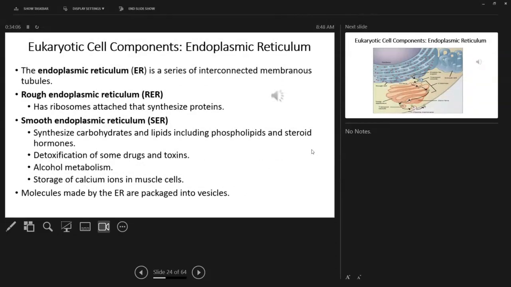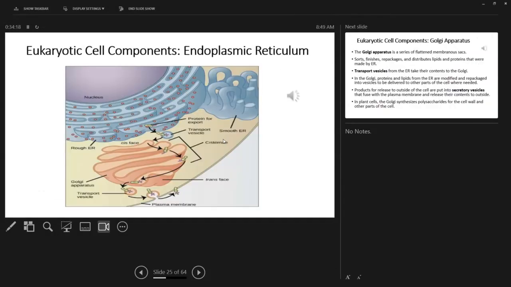The endoplasmic reticulum, just call it the ER for short. So it says interconnected membranous tubules. So here's what it looks like again. This is all membrane material, and it's in the form of these flattened tubes or sacs. And there's two kinds. The rough ER has the ribosomes attached, and it's called rough because it kind of looks like sandpaper under a microscope. The smooth ER does not have ribosomes.